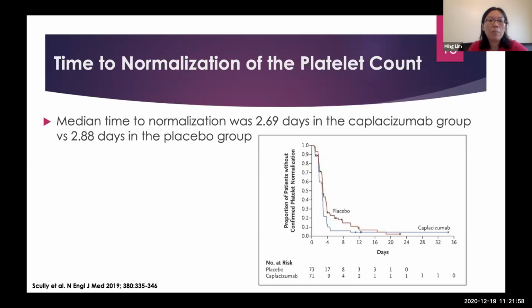The primary outcome for this study is the time to normalization of the platelet count. And they found that in the eculizumab group, the median time to normalization of platelet count was 2.69 days, which is significantly shorter than 2.88 days in the placebo group. And if you look at the graph here, at any given time point, patients who received eculizumab were 1.55 times more likely to have normalization of platelet count compared to those on placebo.